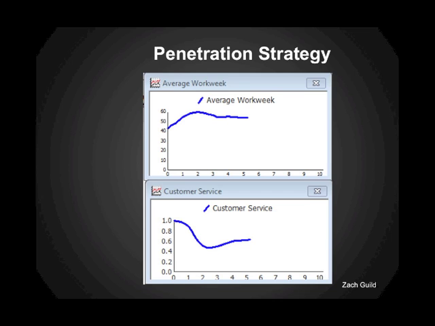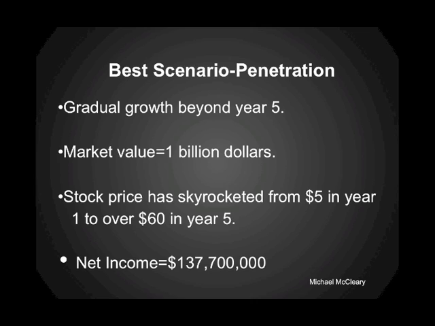Hello, my name is Michael McCleary, and now I'm going to be talking about our best scenario out of 3, the penetration strategy. Ultimately, we saw a greater potential for growth because we had our gradual growth over 5 years. Our market value was $1 billion at the end of 5 years, and that's because our stock price rose from $5 initially to eventually $60 per share. And ultimately, we had our highest net income of $137.7 million.